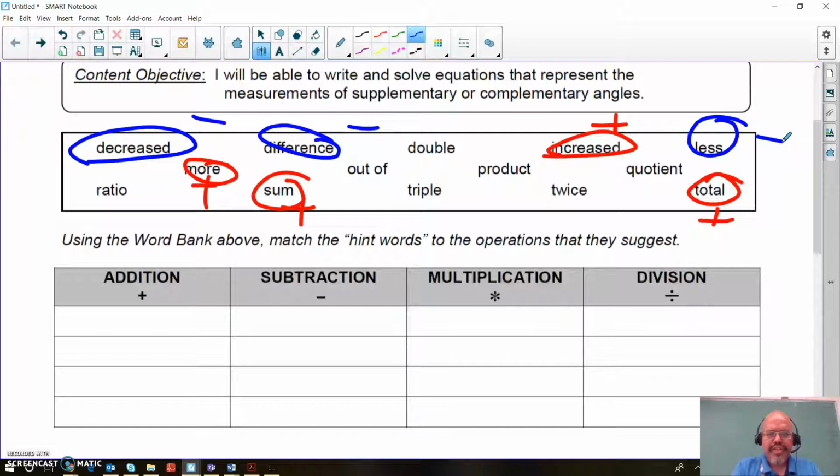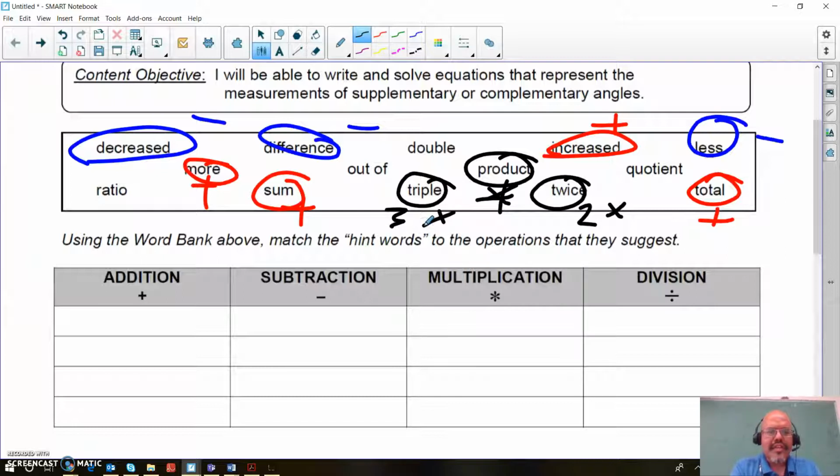Then we got multiplication. So multiplication here, if I do this right here twice, that's 2 times. Product, that's definitely multiplication. Let's see, triple, that's 3 times. Let's see, doubled, just 2 times. Okay, and that should be enough right there.